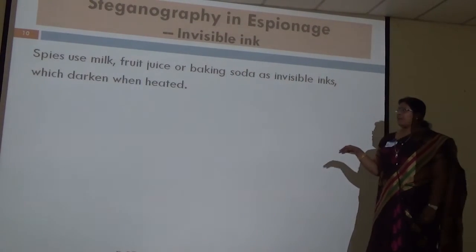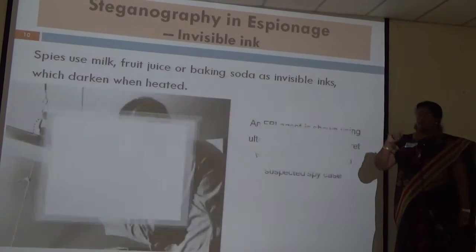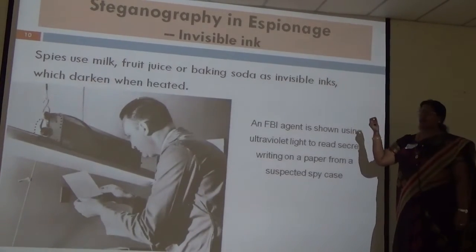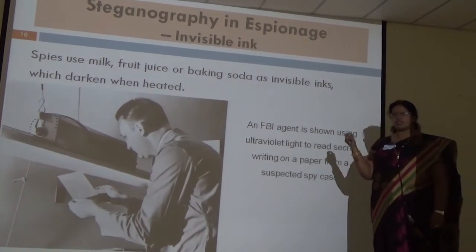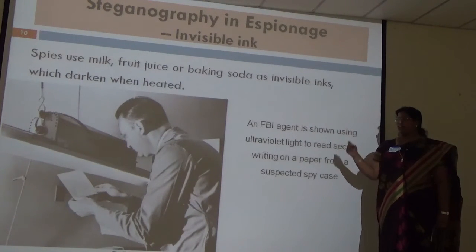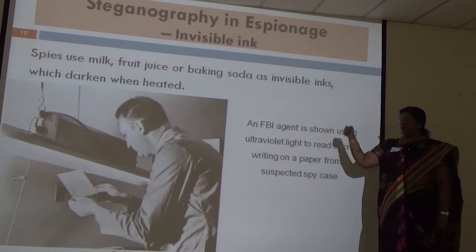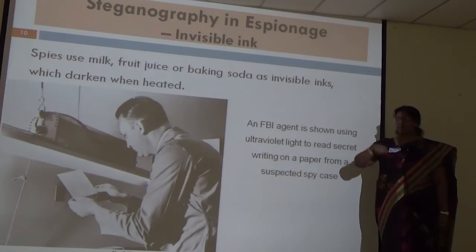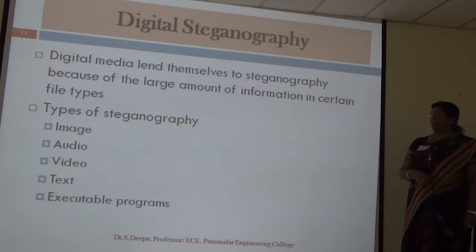Later, spies made use of milk, fruit juice or baking soda. Especially lemon juice has been used as an invisible ink. Using this invisible ink, they would write on a paper, and when the paper is exposed to UV light, heat or flame, they can know what is written on it.